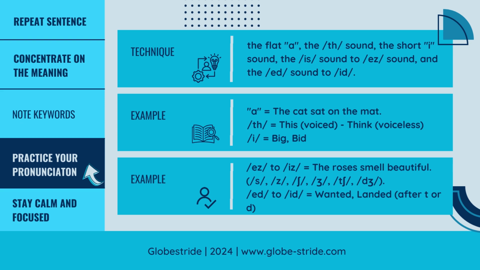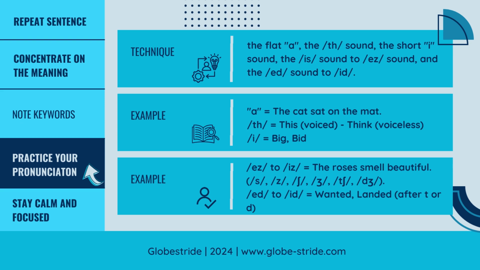The flat A sound, like the A in cat, is often pronounced too broadly by non native speakers. So the technique here is to get the flat A sound right. Keep your mouth open and your tongue low in your mouth. Think of it as a quick, sharp sound. So you'd hear, the cat sat on the mat, right? So I want you to practice saying this sentence, focusing on keeping the A sound short and crisp. And you can compare your pronunciation to that of a native speaker using online pronunciation tools, or you can even search from YouTube. There are a lot of videos out there.